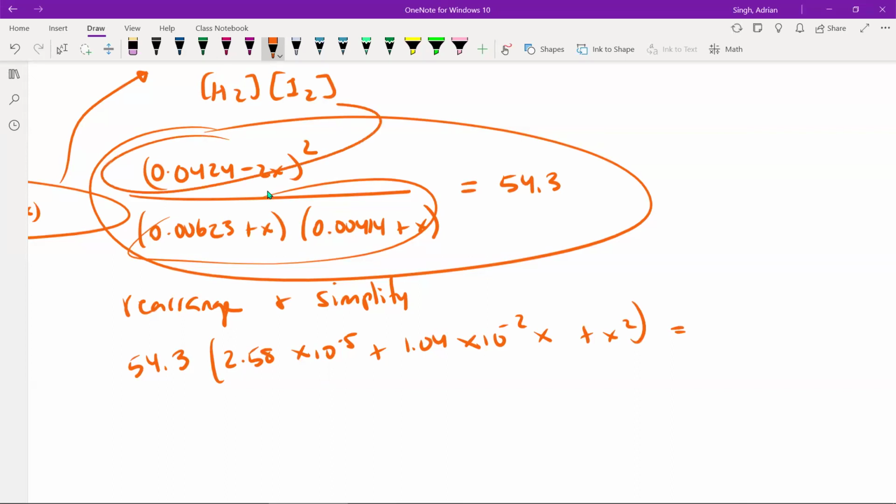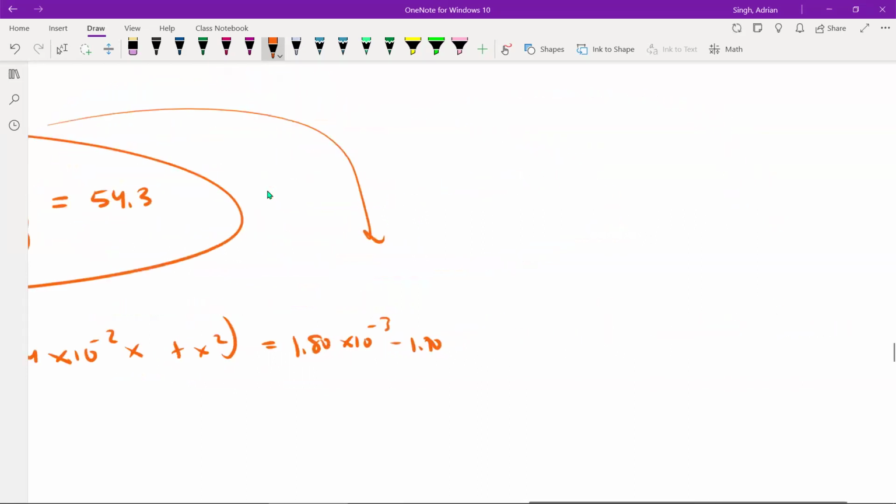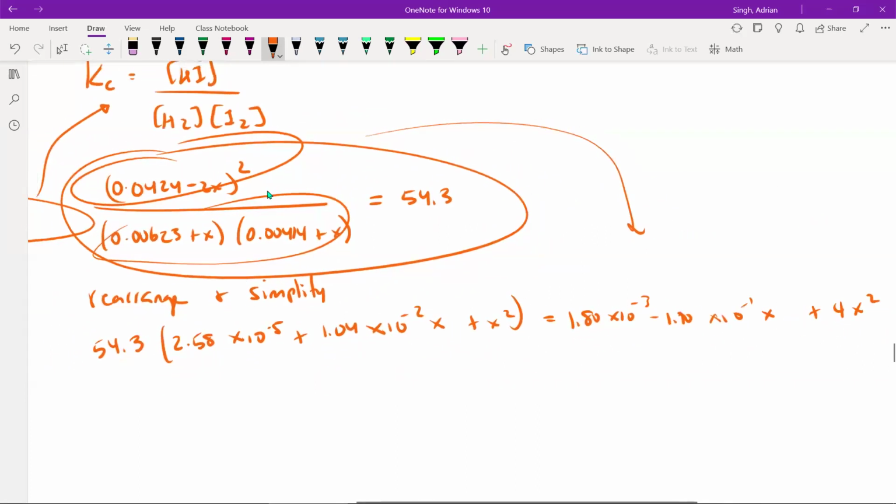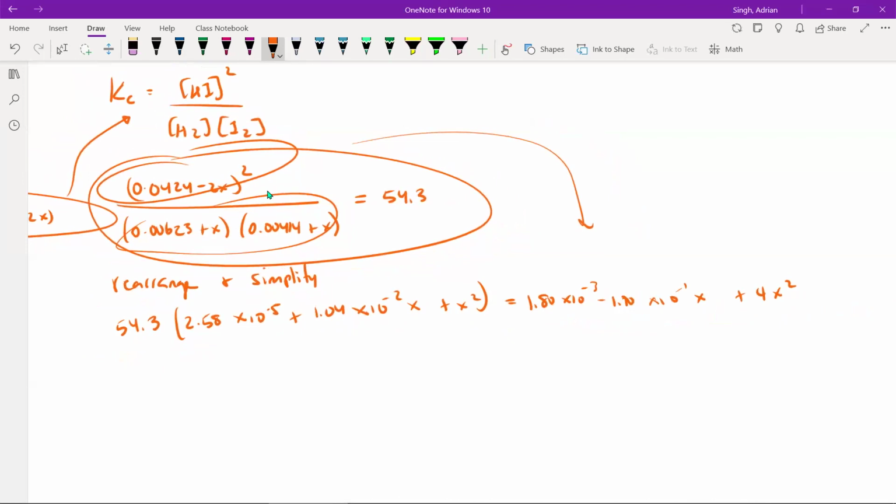if we evaluate the numerator now, expand that out, we have 1.80 times 10 to the minus 3 minus 1.70 times 10 to the minus 1 x, and then it's plus 4x squared. Okay, so yes, it looks a little bit more complicated, but we need to write it this way so that we can go ahead now and collect these terms that we have.